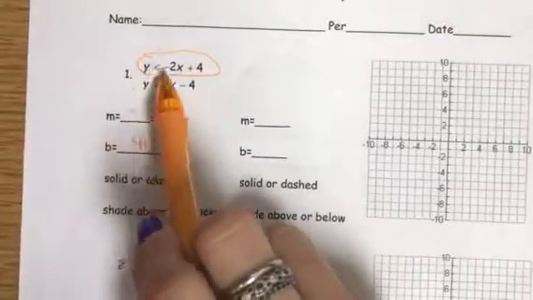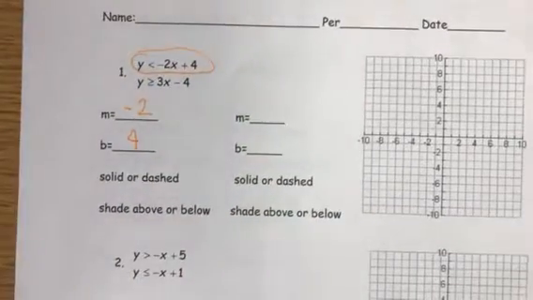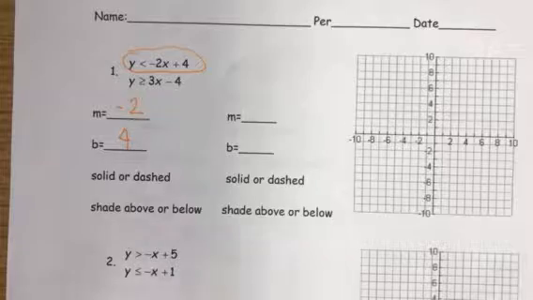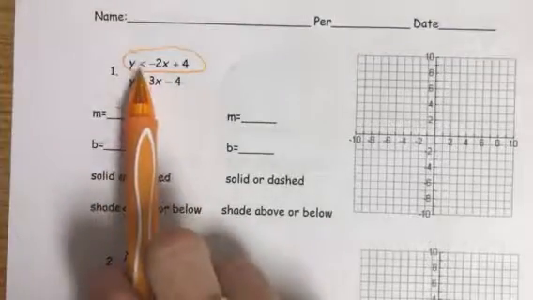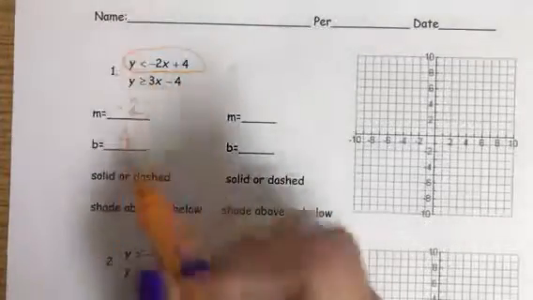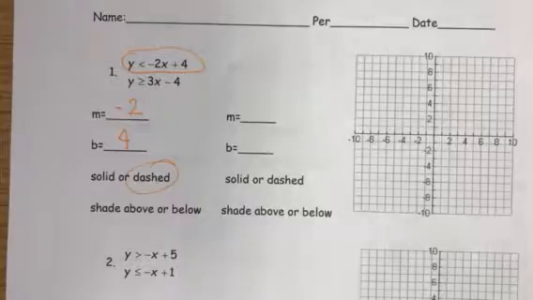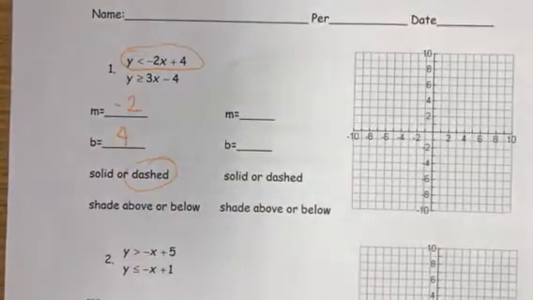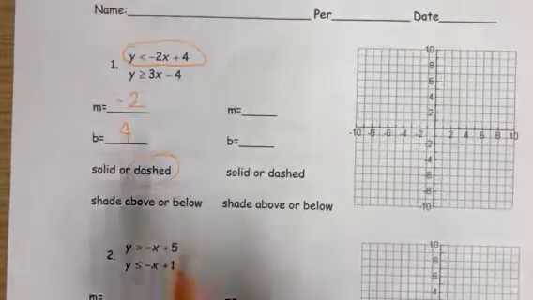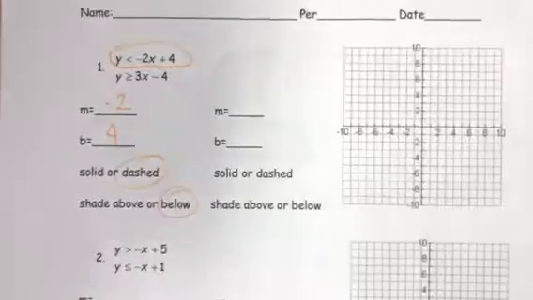We also need to decide, based on this inequality sign, whether or not we're going to need a dashed or solid line, and whether we're going to shade above or shade below. So because this does not have a solid line underneath it, we are not going to use a solid line. We're going to use a dashed line instead. And we said less than was always lower or below, so less than is going to be our below option.